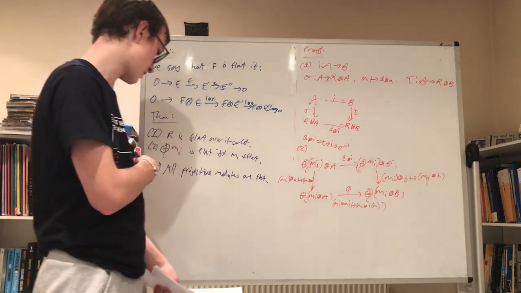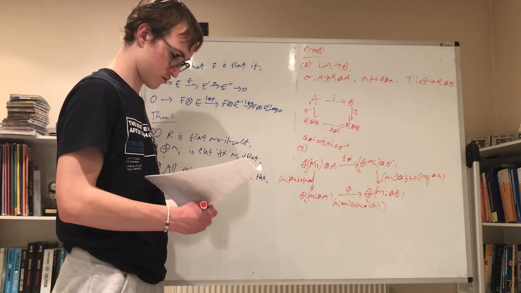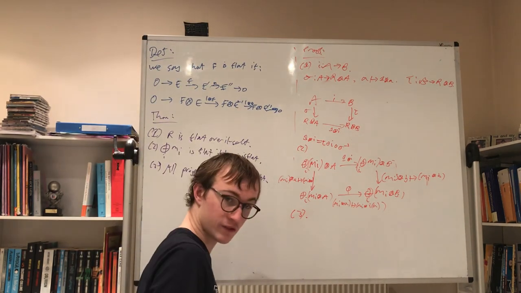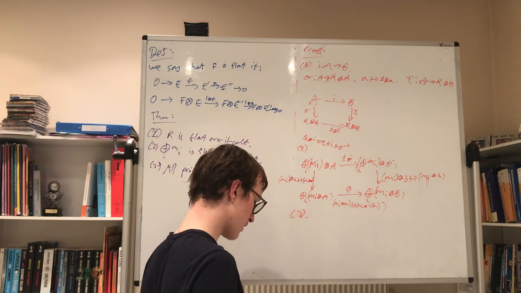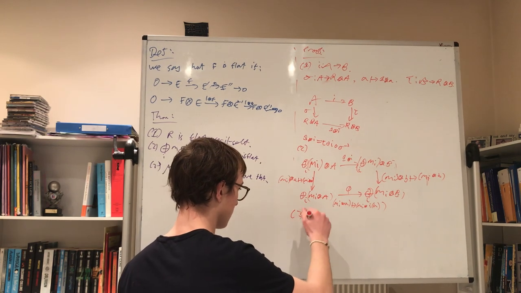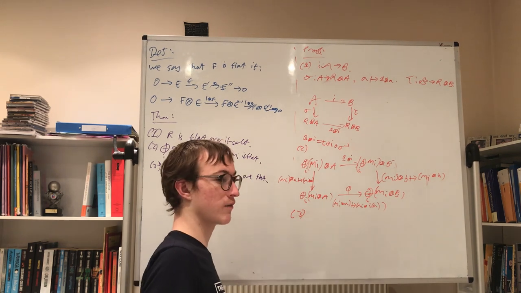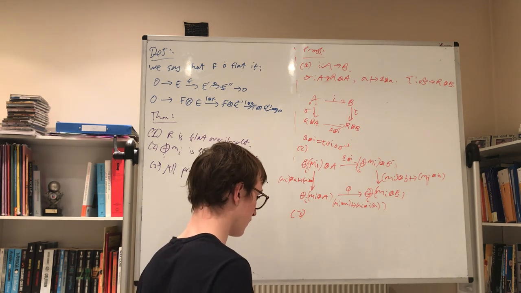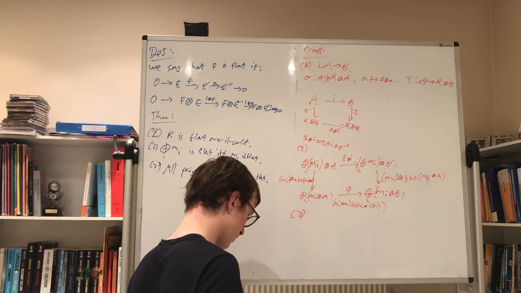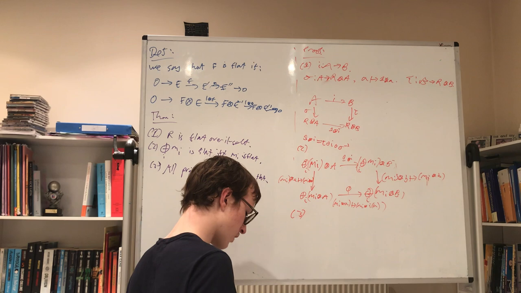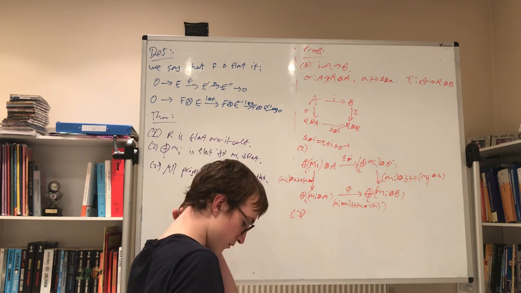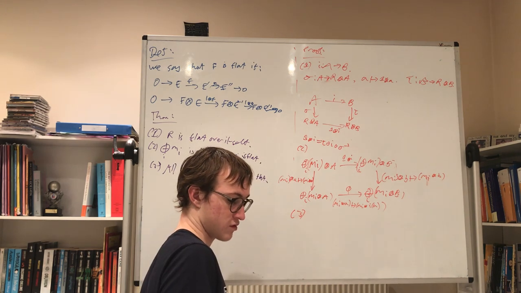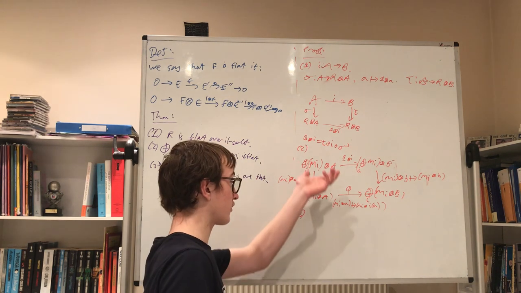Okay, so we still have to prove number 3. Okay. Thankfully this number 3 is a bit easier. Remember that a module is projective if and only if it is a direct summand of a free module. So, a free module is isomorphic to a direct sum of copies of R. And so, okay, so it's just a combination of 1 and 2.